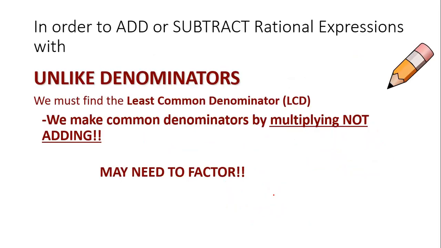Now, you're probably saying, well, Marsh, that's wonderful, but what if they're unlike denominators? Okay, what we're going to have to do is find our least common denominator. So that means the smallest, quote-unquote, number that can be in the denominator. We make common denominators by multiplying, not adding, so you cannot add stuff. You're definitely going to be needing some factoring.